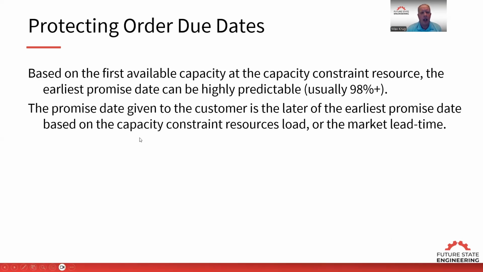Now, what do we give to our customers? So we don't want to waste the opportunity to provide value better than our competitors. So we look at that earliest promise date, and then we look at the market lead time. We're going to take the later of those two. So if the market lead time is 10 weeks and we can offer it in 8, we don't want to give that away for free. We want to give them 10 weeks and reliably hit that order every time at 10 weeks. That gives us the opportunity to go later and offer shorter lead times for a premium.